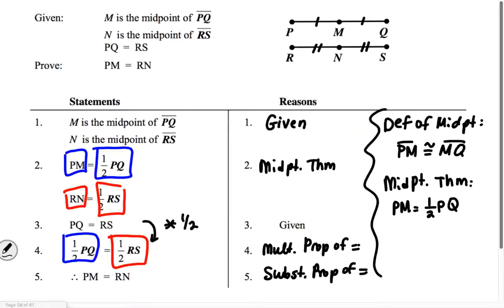So I was basically substituting PM, or 1/2 PM in for half PQ and RN for half RS. Does that make sense? Do you guys get it?